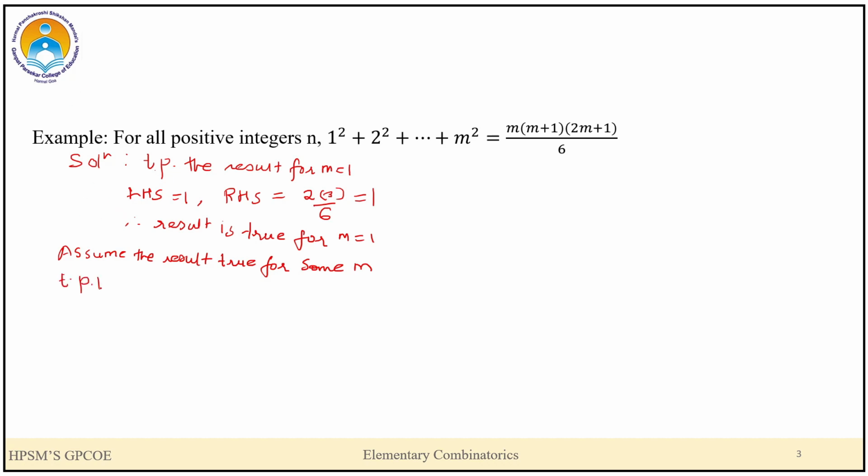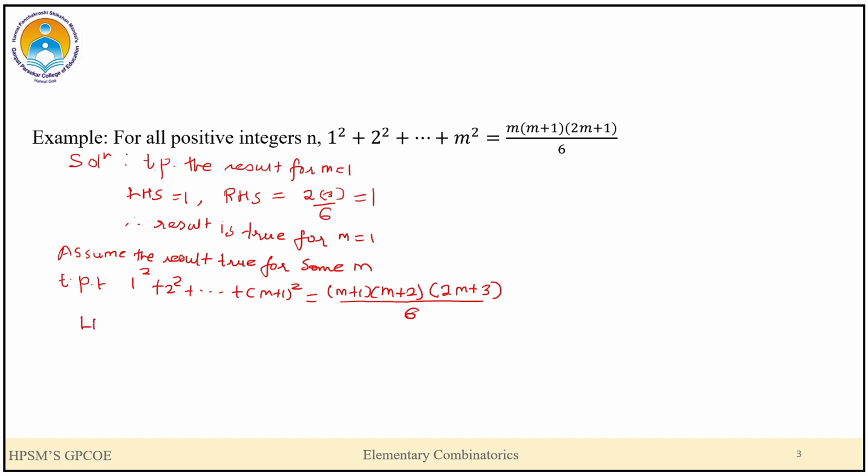So to prove that 1 square plus 2 square up to m plus 1 square is equal to, now instead of m we have m plus 1, so this will be m plus 1 into m plus 2 into 2 into m plus 1, so that is 2m plus 3, divided by 6.